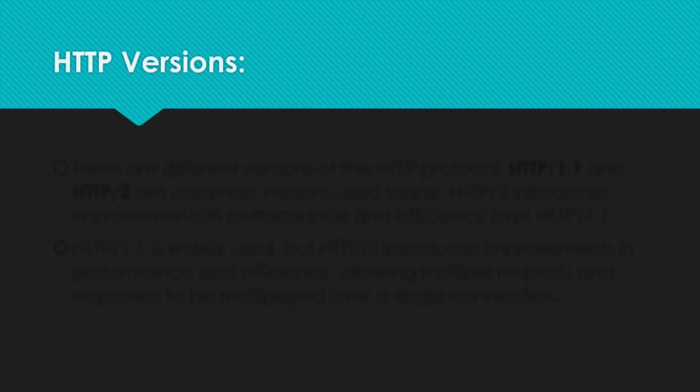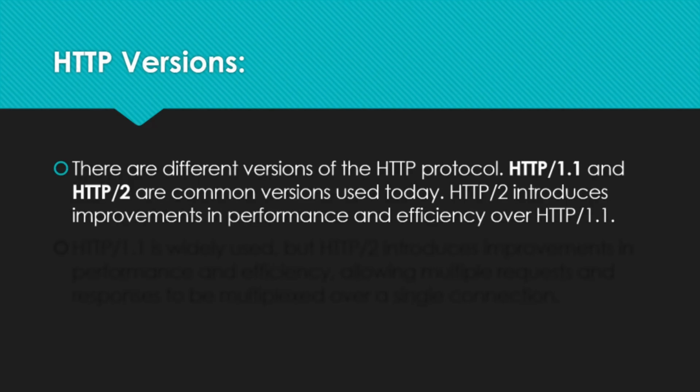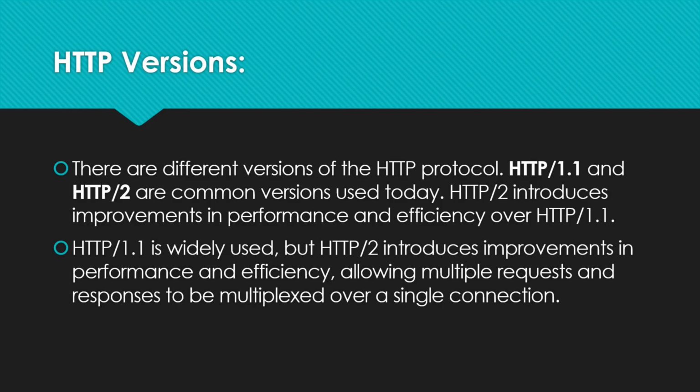Now we will see a different version of the HTTP protocol. HTTP 1.1 and HTTP 2 are common versions used today. HTTP 2 introduces improvements in performance and efficiency over HTTP 1.1. HTTP 1.1 is widely used, but HTTP 2 allows multiple requests to be multiplexed over a single connection. This is a big deal when we compare this to HTTP 1.1.